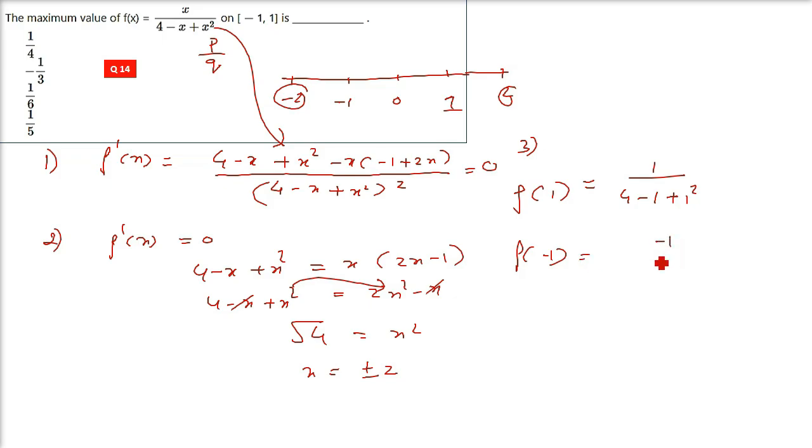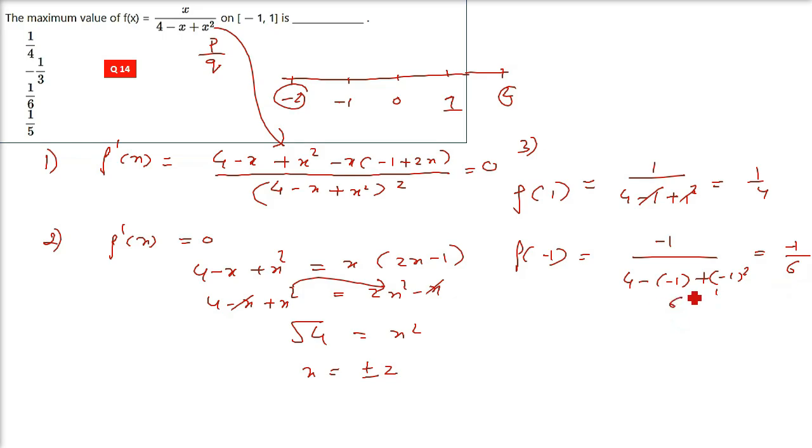So I'm doing one thing. I'm replacing x in the original equation by 1 and negative 1. So what do you get? When you place f1 in the original equation, you'll get 1 by 4. Here you are going to get negative 1 by 6. 4 plus 1 plus 1. So negative 1 by 6.